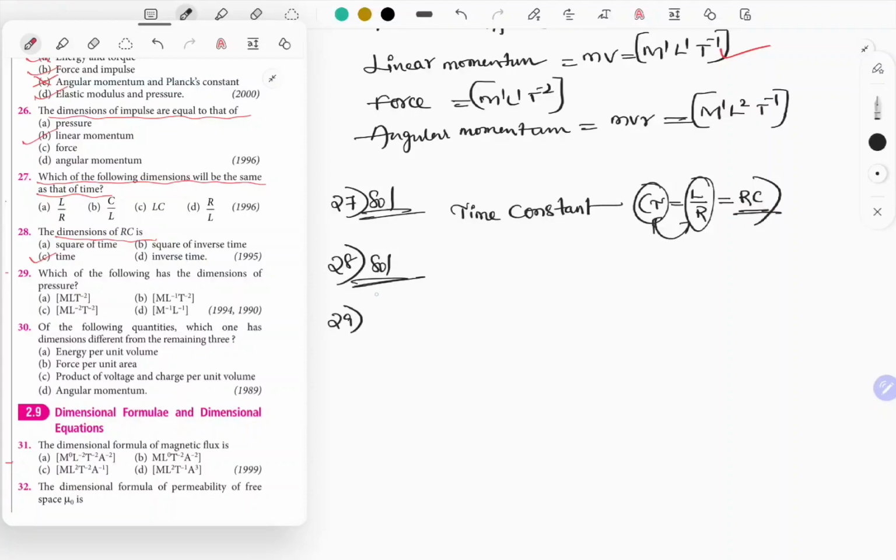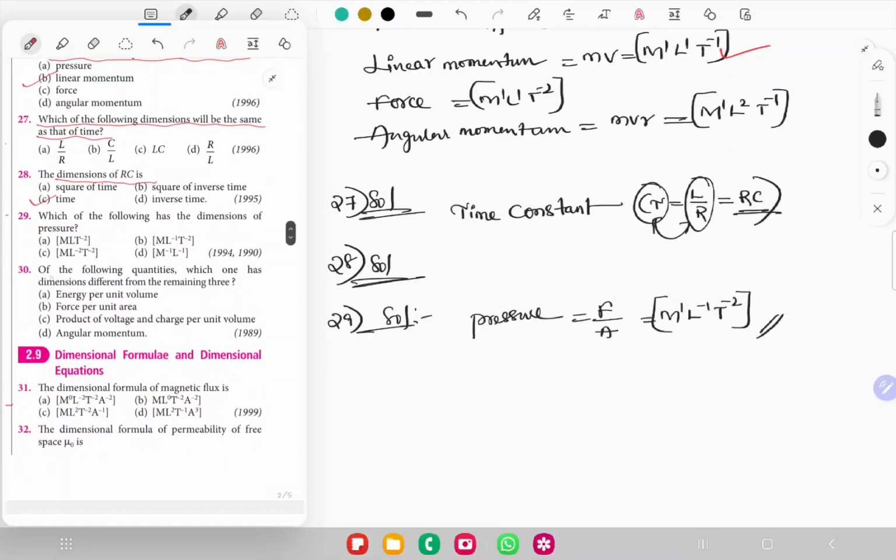Now let's see question number 29. Which of the following dimensions has the dimension of pressure? Okay, so many times we solve this. Try to understand how many times it is repeated. Pressure is equal to force by area, right? So dimensional formula is m power 1 L power minus 1 T power minus 2.